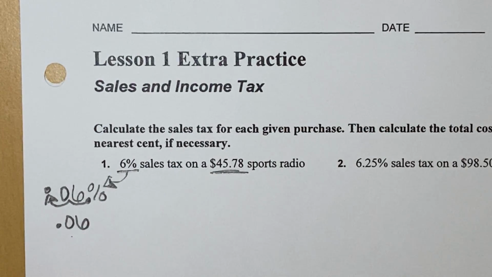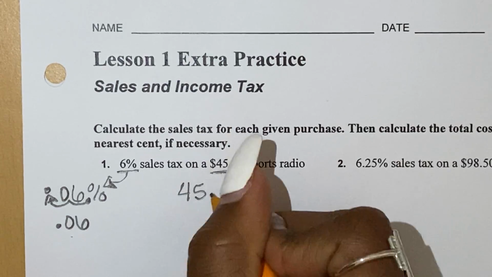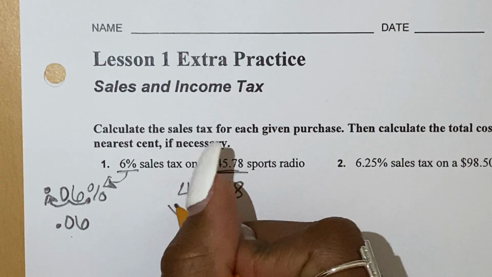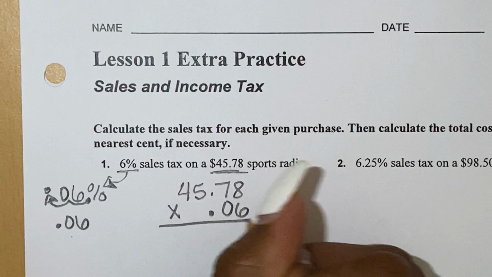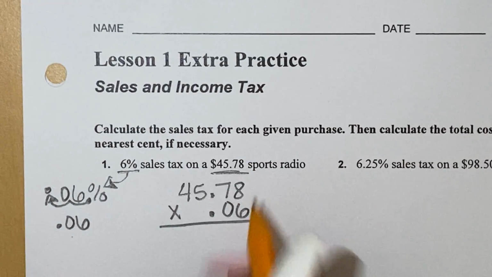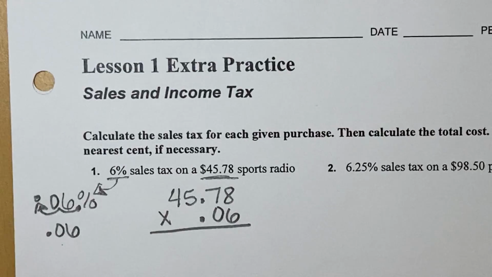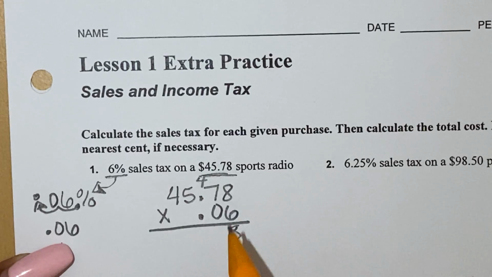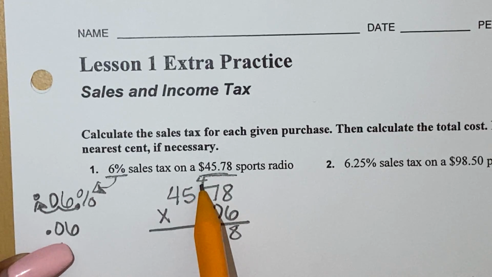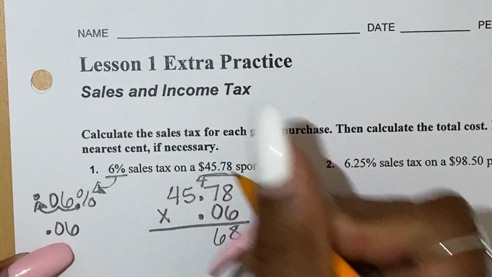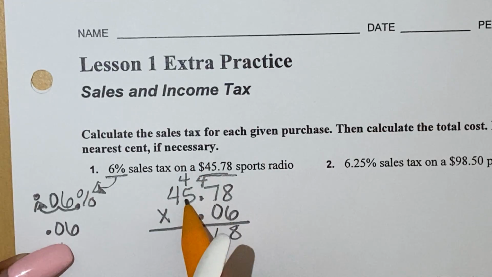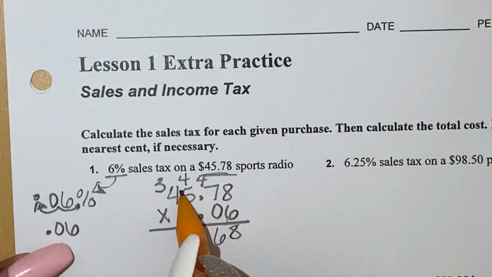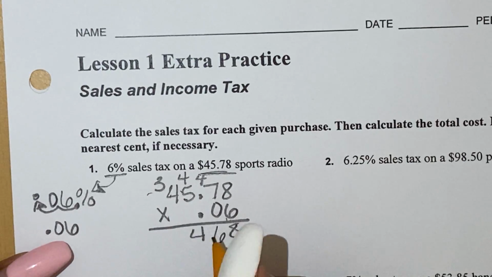Second step, multiply 45.78 times 0.06. We know how to multiply decimals. We do not bring our decimal down. We just simply start multiplying. Now, 6 times 8 is 48. There's the 8, carry the 4. 6 times 7 is 42, plus that 4 would give me 46. 6 times 5 is 30, plus 4 is 34. 6 times 4 is 24, plus 3 is 27.